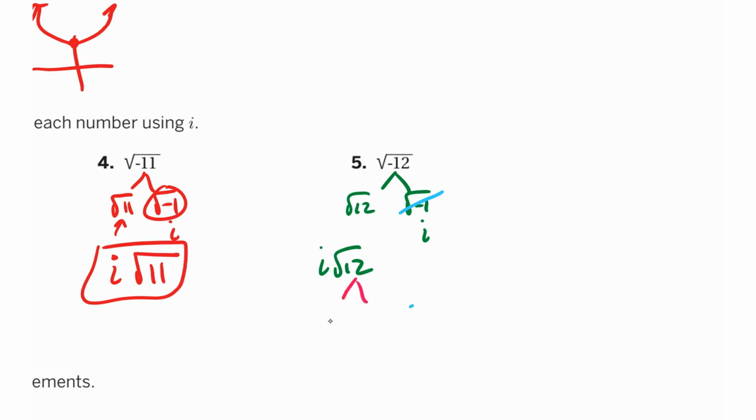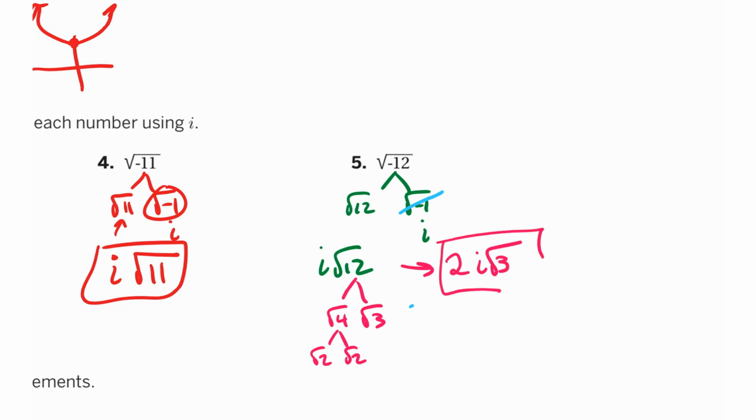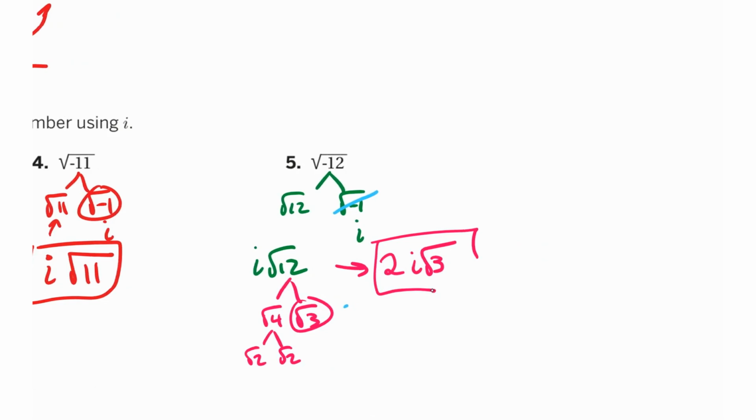Breaking this down, I know that this is the square root of 4 times the square root of 3, and I know that the square root of 4 is just 2. So really this one here, the square root of 4, I can pull that 2 out to the front and the i out to the front, and we leave that square root of 3 here because I can't pair that up with anything. So I get 2i root 3.